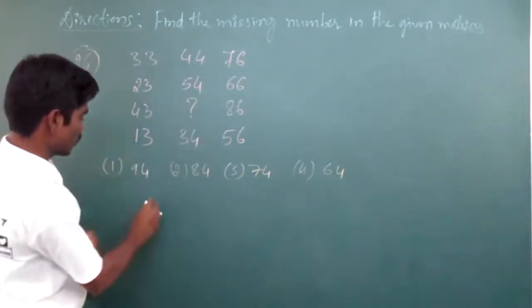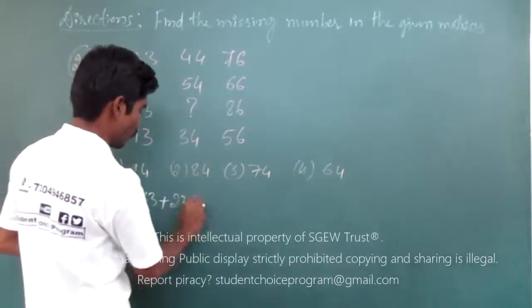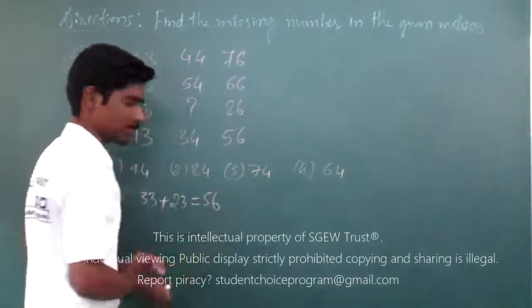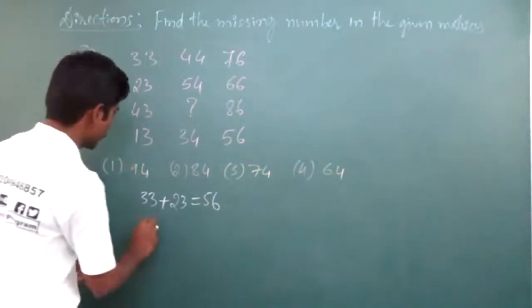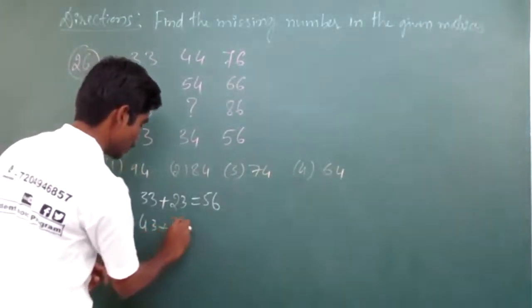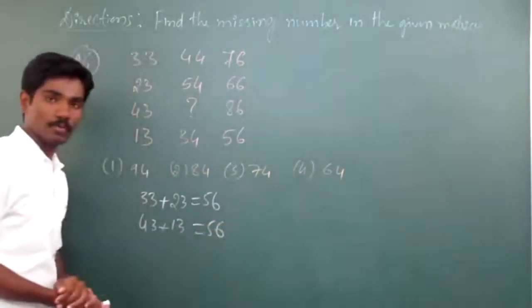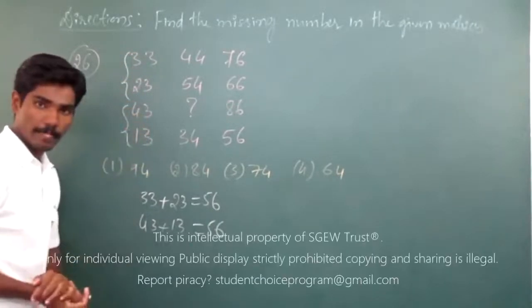Consider the sum of 33 and 23. What will we get? 3 plus 3 is 6. 2 plus 3 is what? 5. So 56. Now consider 43 and 13, the sum of 43 and 13. See friends, 3 plus 3 is 6 again. 4 plus 1 is 5. So the sum of these two numbers is equal to the sum of these two numbers.